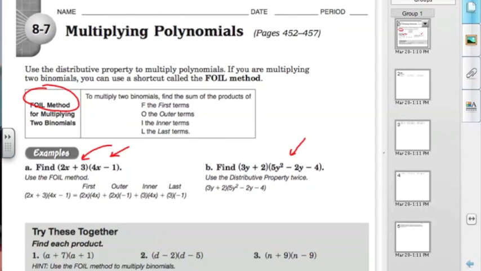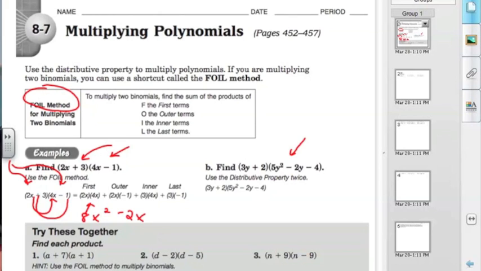So how does this work? Well, we have a binomial here. We have another binomial here. All we're doing is taking the first value, multiplying it by the first value. That's why we get 2x times 4x. That way we get 8x squared. Then we're taking the first and we're multiplying by the outers. So the 2x and the negative 1, those are the outers. So 2x minus 1 multiplied by negative 1 gives me minus 2x.